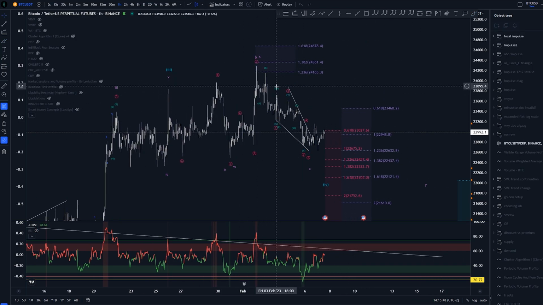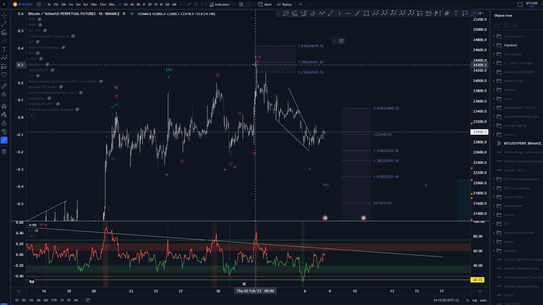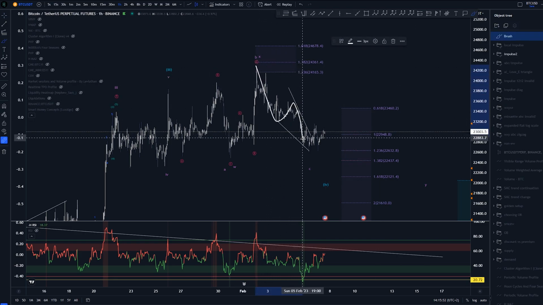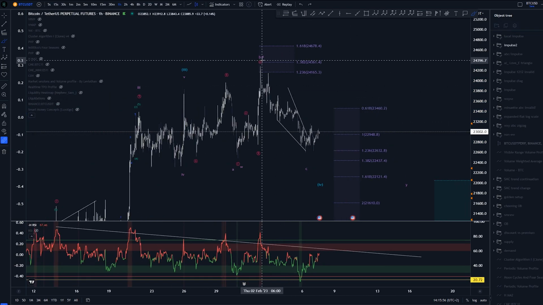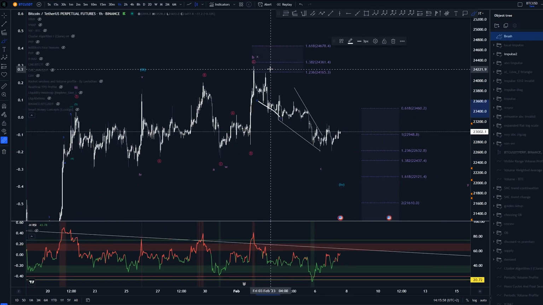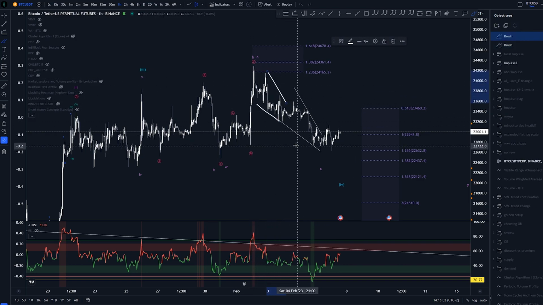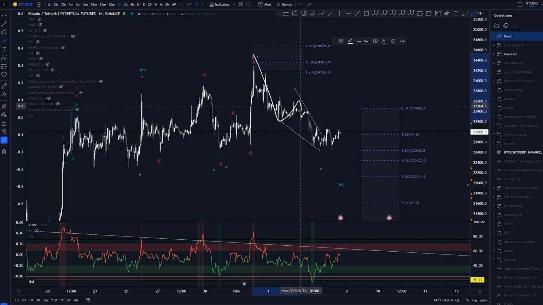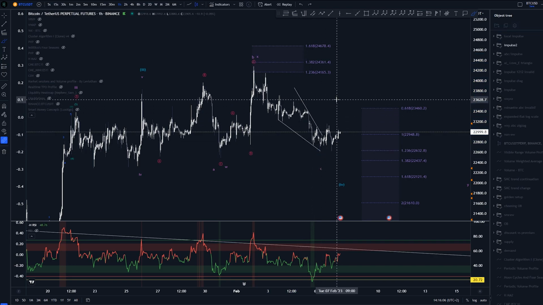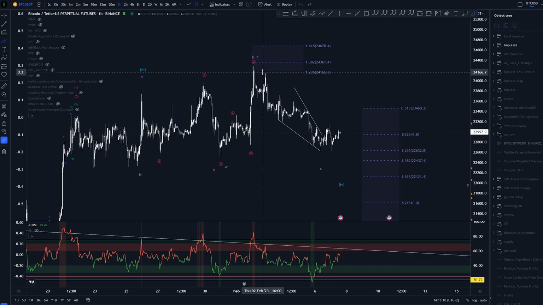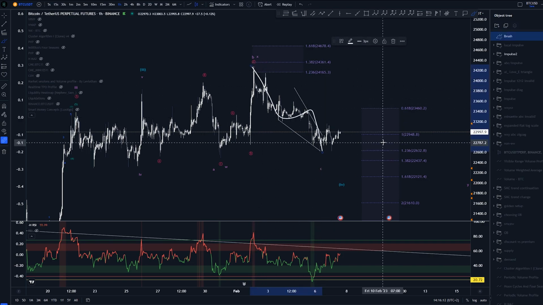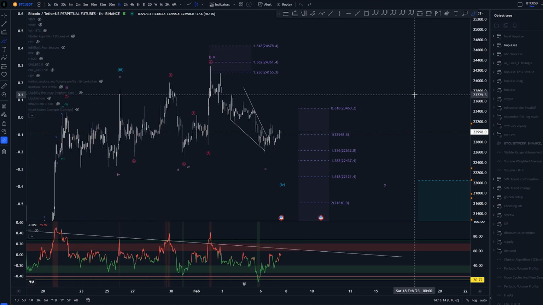The other way we were looking at this previously was that we had this as a 3-wave structure coming down like so, where this would be a diagonal on its own. Oops, that is bad drawing. So something like that as a wave A, B, and then C. It would be kind of hard to label everything in here, unfortunately. So just keep in mind that there is a chance that this is just a 3-wave structure.